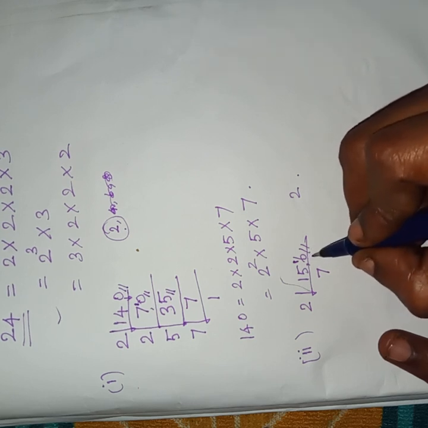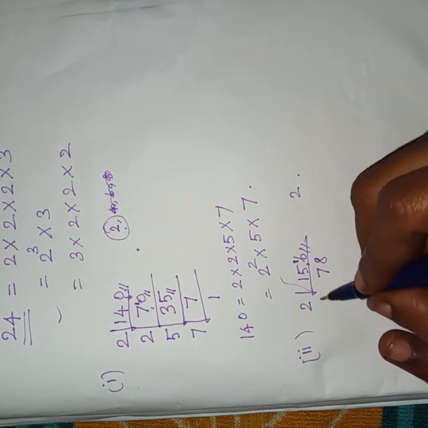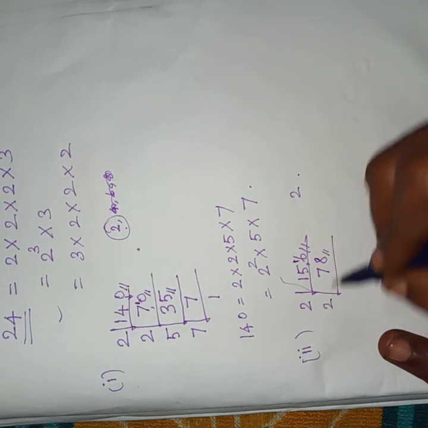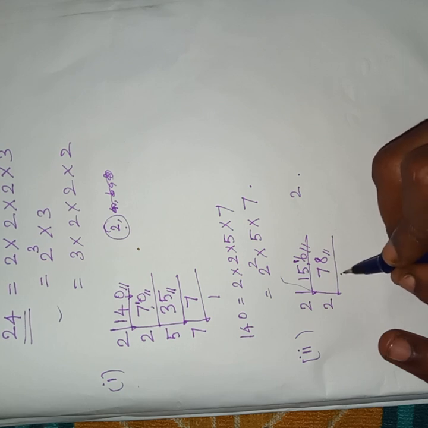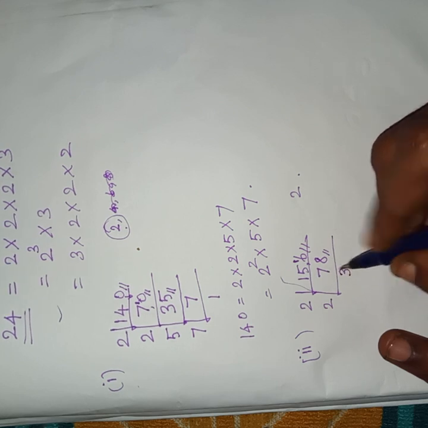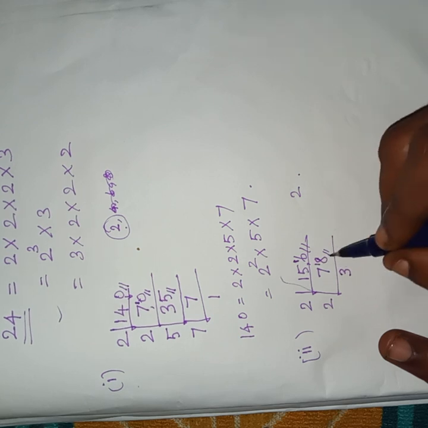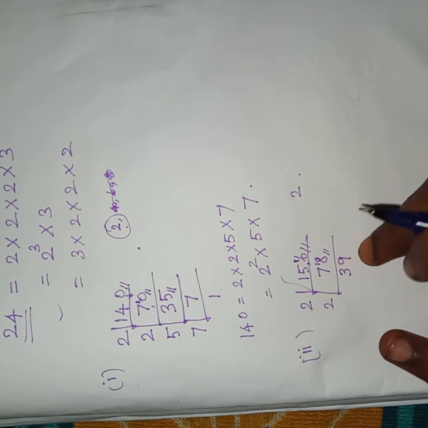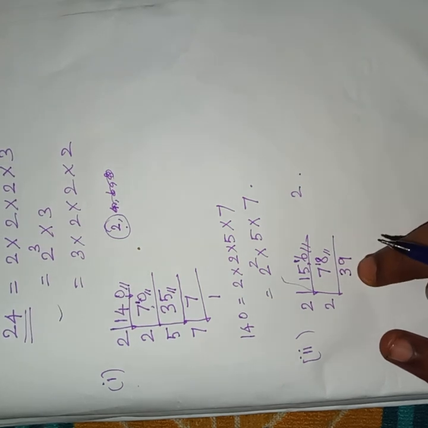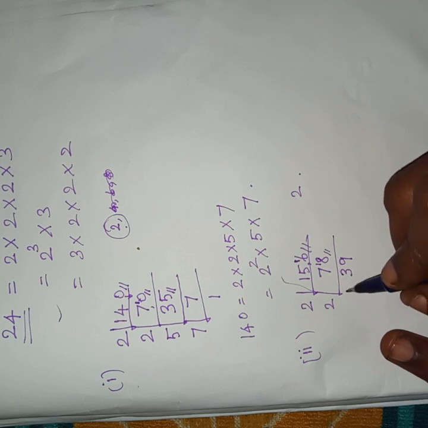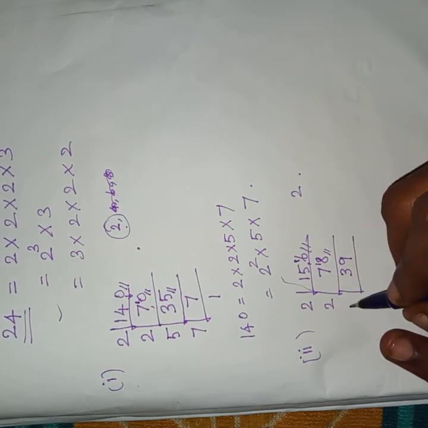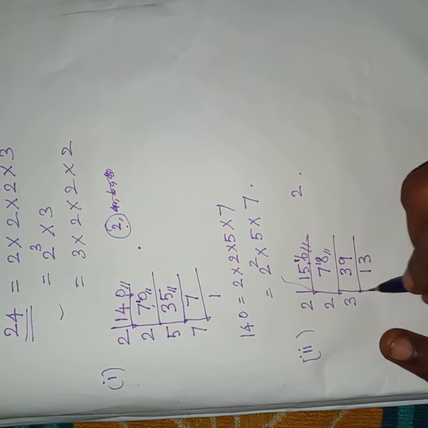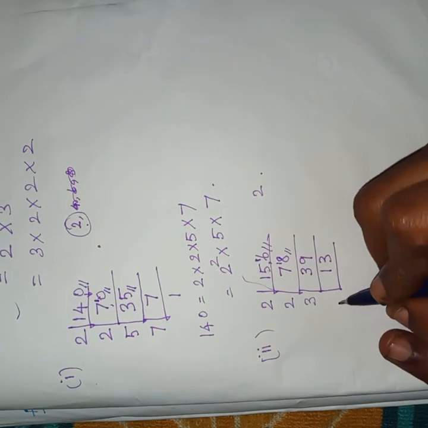How many 2s in 16? 8 2s are 16. Again it ends with 8, so we can factorize with 2 only. How many 2s in 7? 3 2s are 6. The remaining is 1. So this becomes 18. 9 2s are 18. If it ends with 9, we have to add the digits. 3 plus 9 is 12. 12 is a multiple of 3, so we can factorize with 3. 1 3 is 3, 3 3s are 9. So 13 is a prime number. So there is no other way.